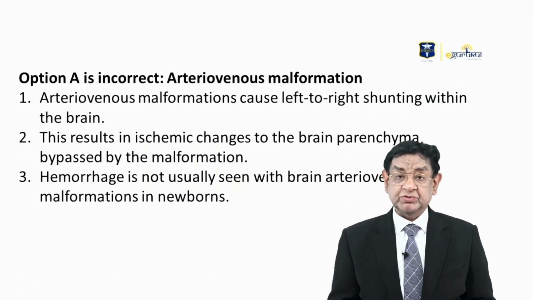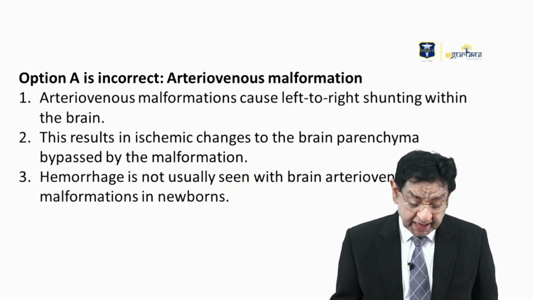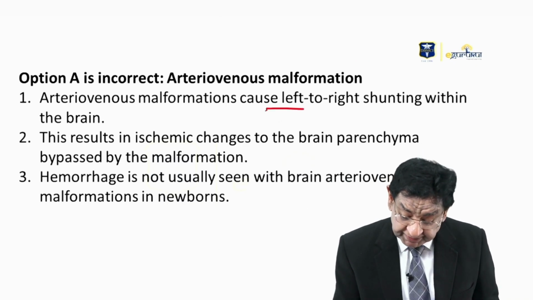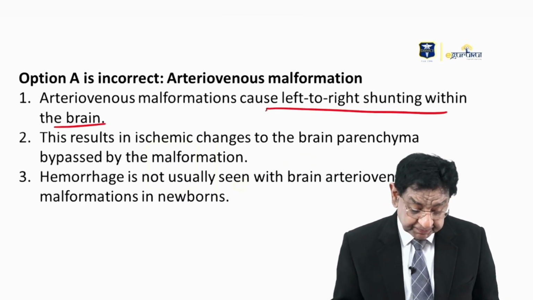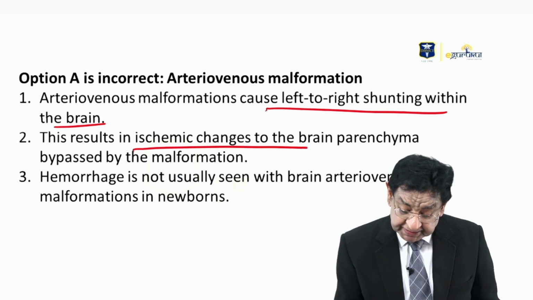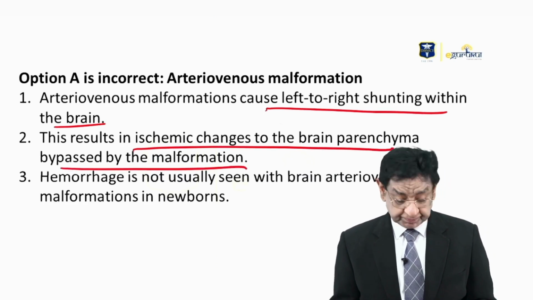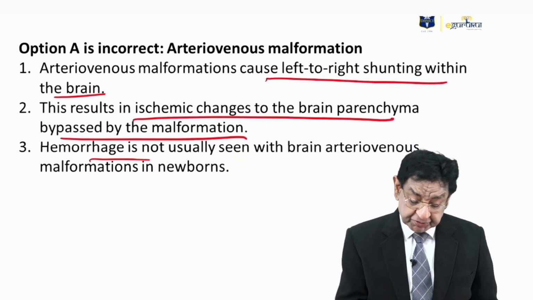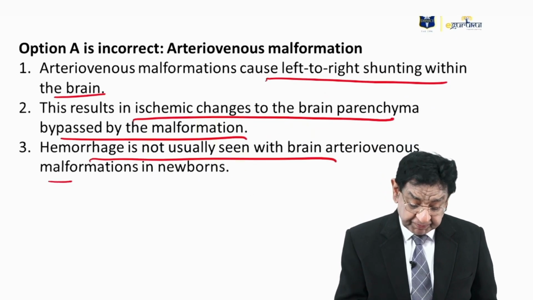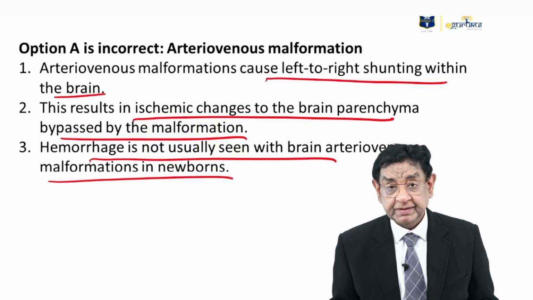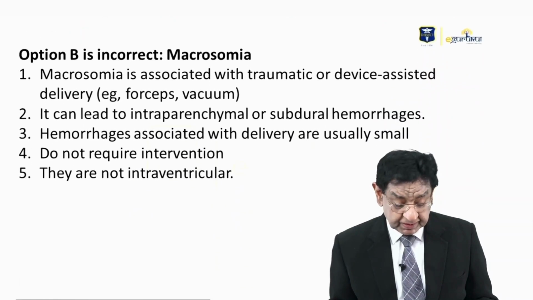Well, let's look into the other options. AV malformation may cause left to right shunting within the brain. It results in ischemic changes in the brain parenchyma bypassing the malformation. Hemorrhage is usually not seen in brain AV malformation in a newborn.